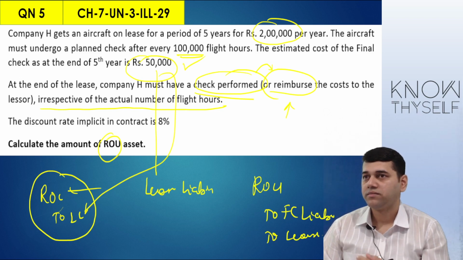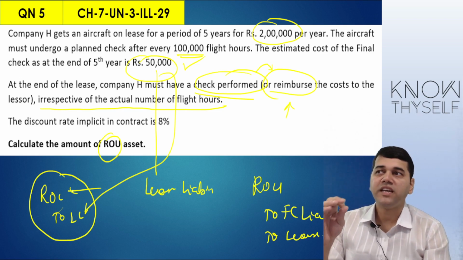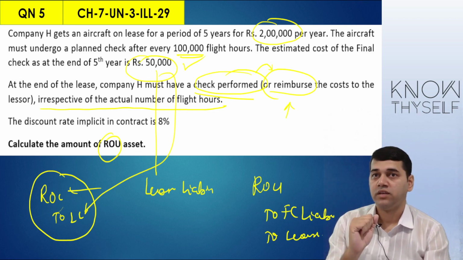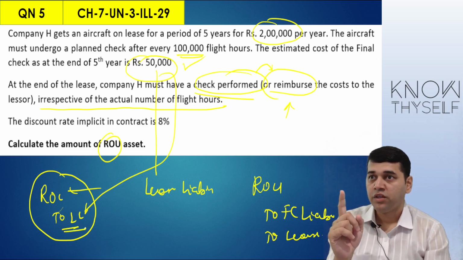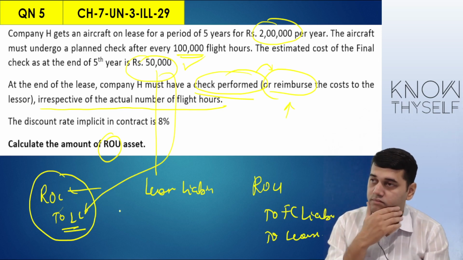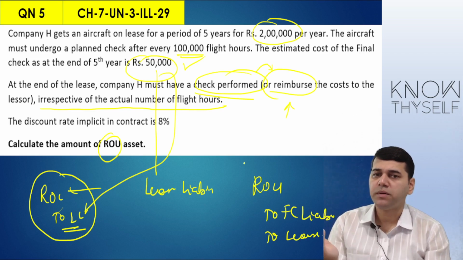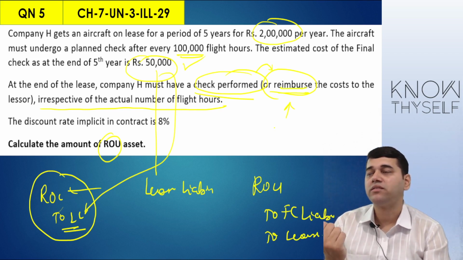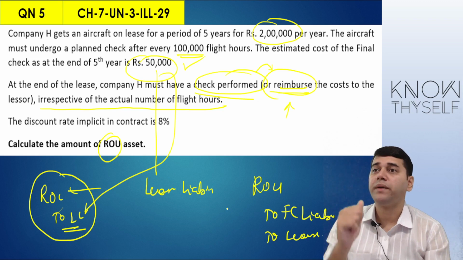Is that clear? Ultimately it depends upon whom you are paying. If you are paying the lessor, it should be part of the lease liability. If you pay a third party, it is not. Here they said pay a third party or reimburse the lessor. Whichever question it is, go into the substance and see whom you are paying ultimately.